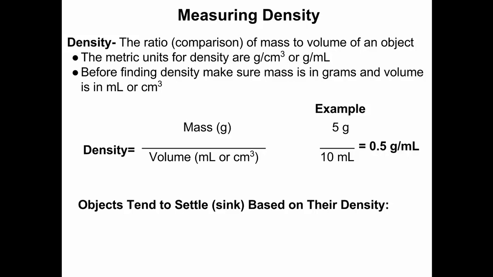So here's a sample problem. Density equals mass divided by volume. We have a mass of 5 grams and a volume of 10 milliliters. So we divide that out. Our density is 0.5 grams per milliliter, which means that every milliliter has a mass of 0.5 grams.